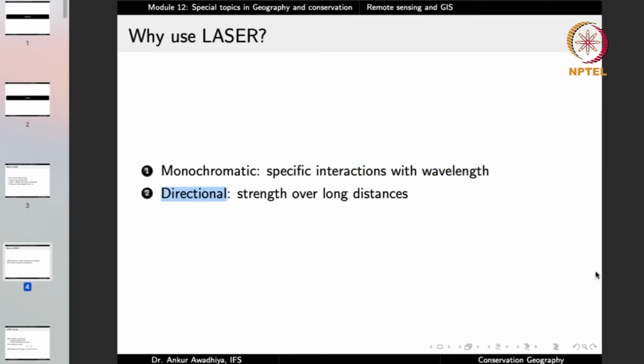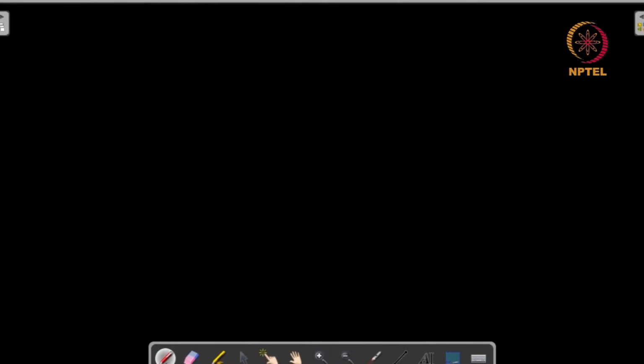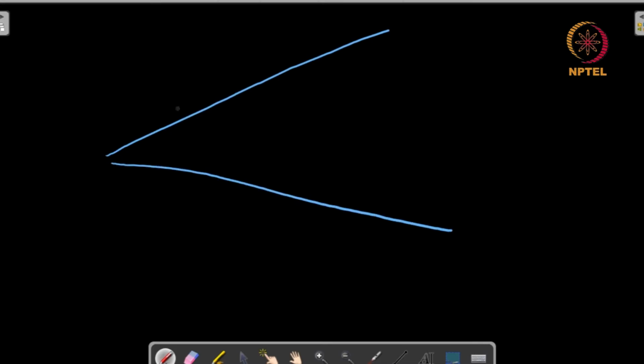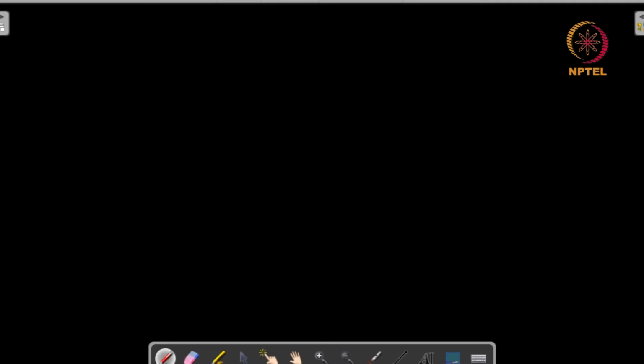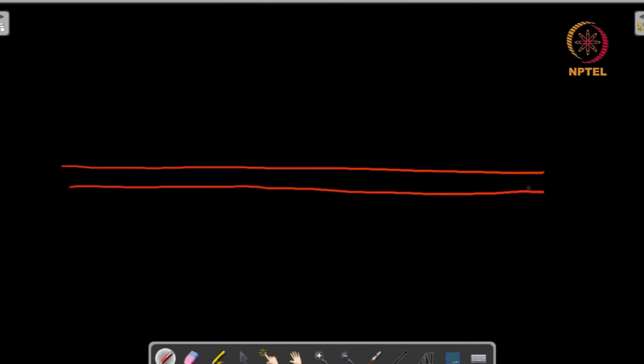Two, it is highly directional. This means that the beam of light does not spread. It moves just as a beam for a very long distance. Now what happens is that if you have a beam of light that is spreading, going like this, in that case the energy density here would be very high, whereas the energy density at this location would be reduced because the area has increased. Whereas in the case of laser, it just moves as a continuous beam without any spread. So the energy density at this location is equal to the energy density at this location is equal to the energy density at this location, and so on.